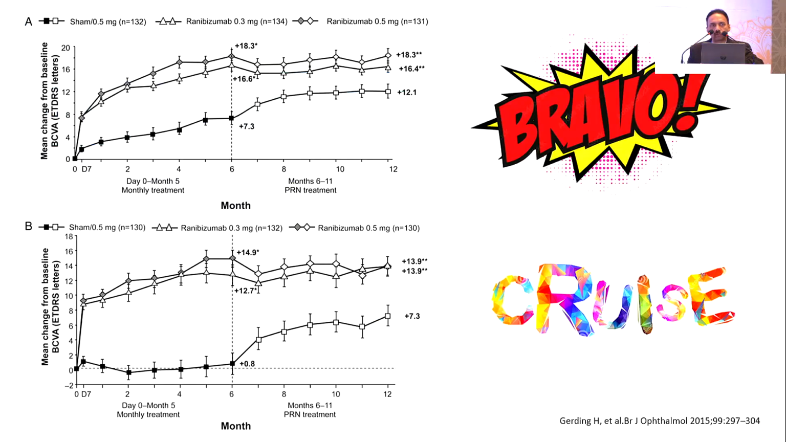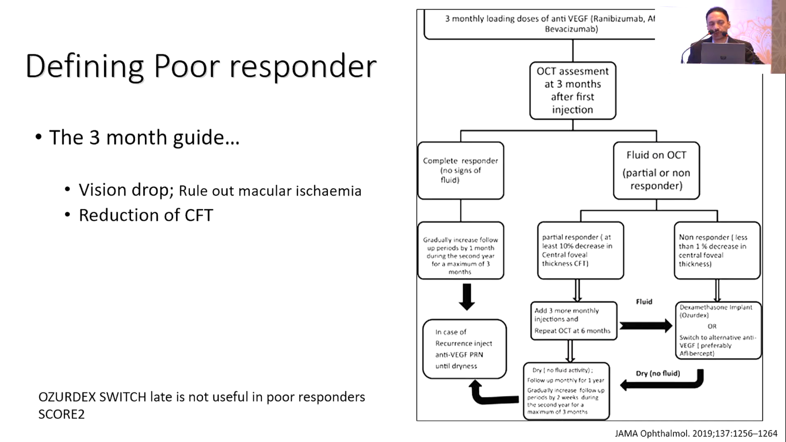We know that anti-VEGF therapy is a mainstay of treatment in these patients, and we have understood from the trials that you need to be intensive in the first 6 months of therapy to attain meaningful vision gains. So we also now understand how to define a poor responder. A 3-month guide is a good one. At 3 months you do an OCT assessment, and if there is a good response, complete resolution of fluid, it is a good responder.